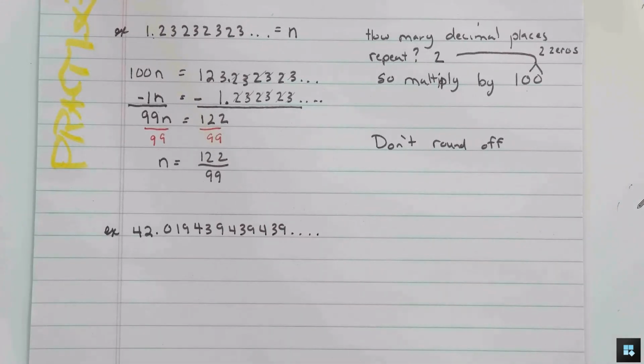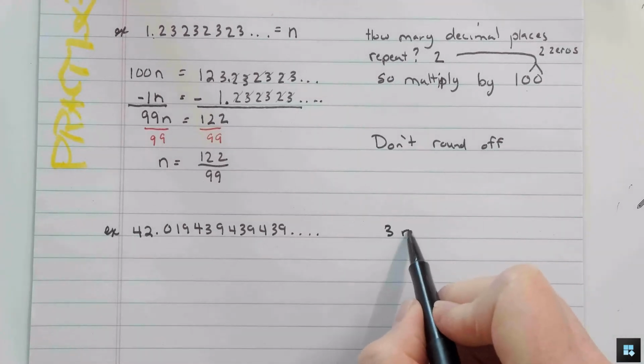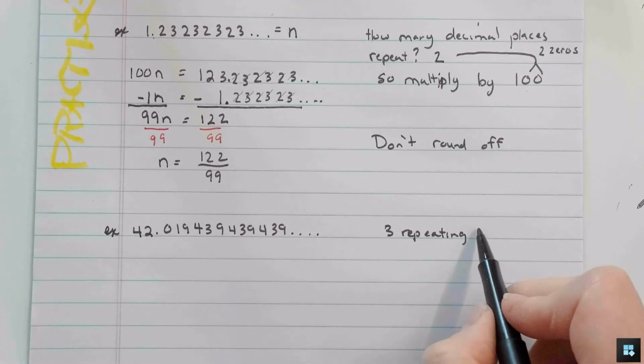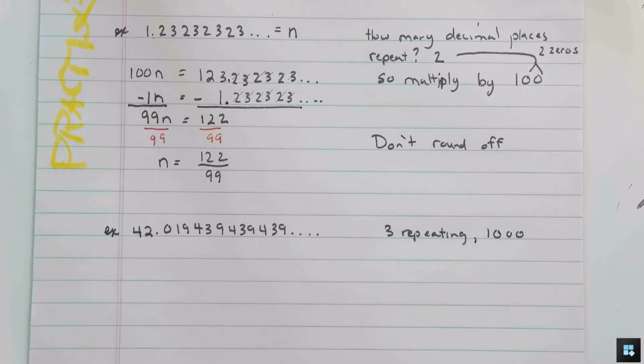This one's a little harder, a little bigger. We have 42.019,439,439,439. What will we multiply by on this problem? 1,000. Good, 1,000. 3 repeating numbers. The 439, 439. So use the 1,000, 3 zeros.